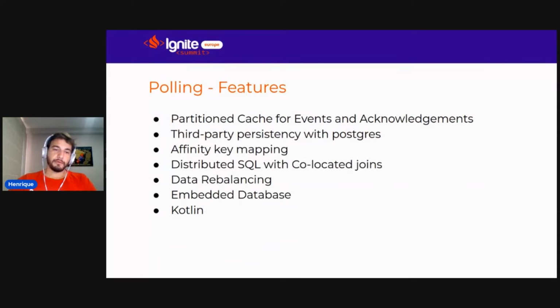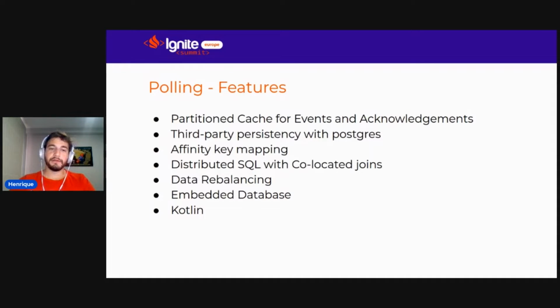So some of the features that we used to implement that solution using Apache Ignite: obviously we used partitioned caches for events and acknowledgments to provide us with better scalability. Third-party persistence with Postgres databases. Ignite was something new for us, so using third-party persistence was easier, so we chose to start with that. We also use affinity key mapping and distributed SQL with collocated joins so that we could have more performant queries running on the cluster.